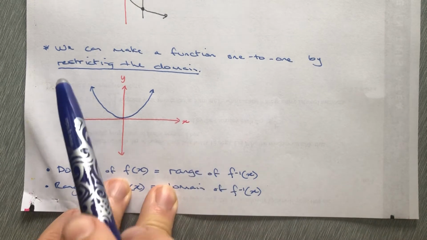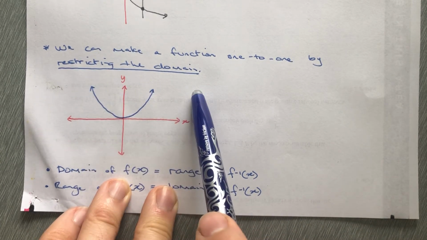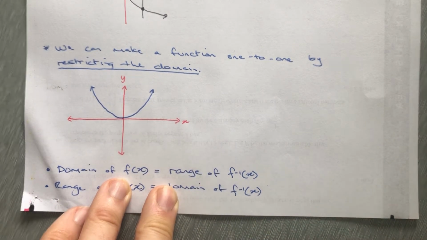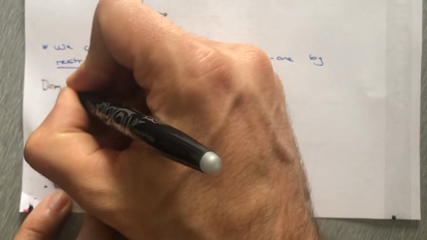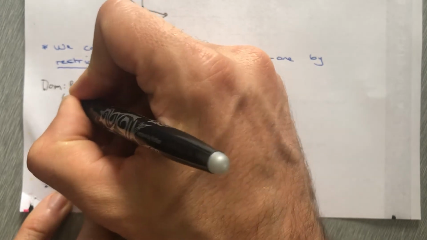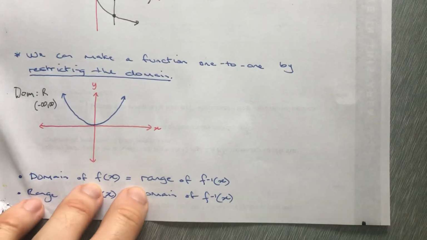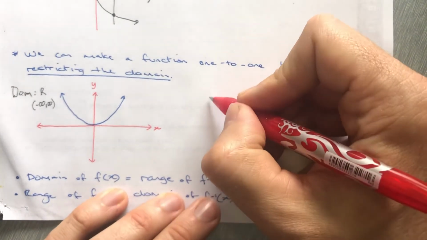However, if we restrict the domain, it might actually work. So the domain of this one currently would be R, or from -infinity to infinity. I might do another axis here.